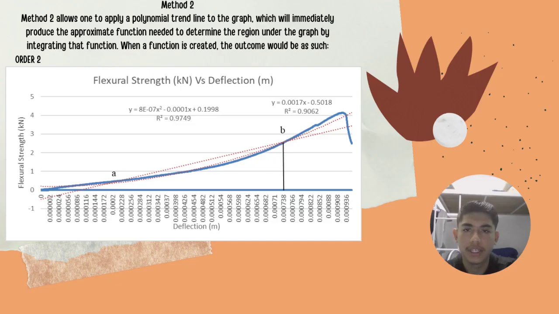Then I would like to talk about our second method, which applies a polynomial trend line to the graph, which will immediately produce the approximate function needed to determine the region under the graph by integrating that function. When a function is created, the outcome would be as such. You can see in this graph, this is our order.